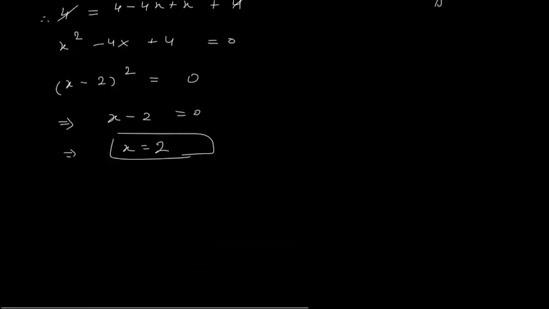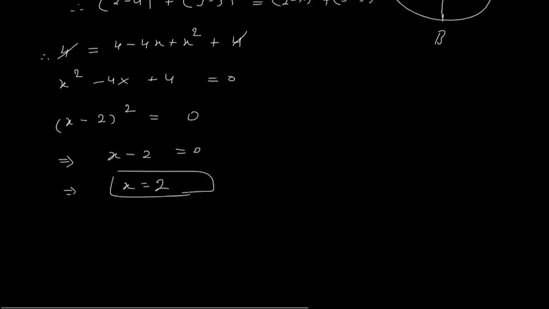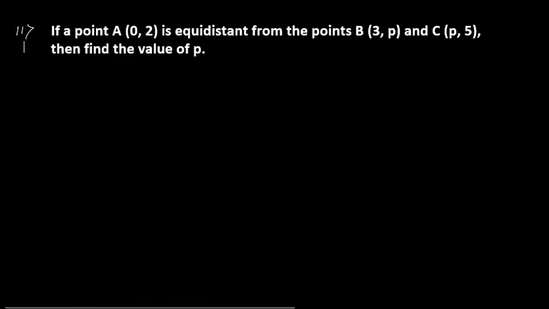Okay, for this equation x square minus 4x plus 4 is 0, by inspection you can understand that it is x minus 2 the whole square. Otherwise you can factorize also. So 4 you can split as 2 into 2, minus 2 will give you minus 4. So that way you can solve this problem. So 10th problem done. Now 11th problem. If a point A is equidistant from point B and C, then find the value of P.